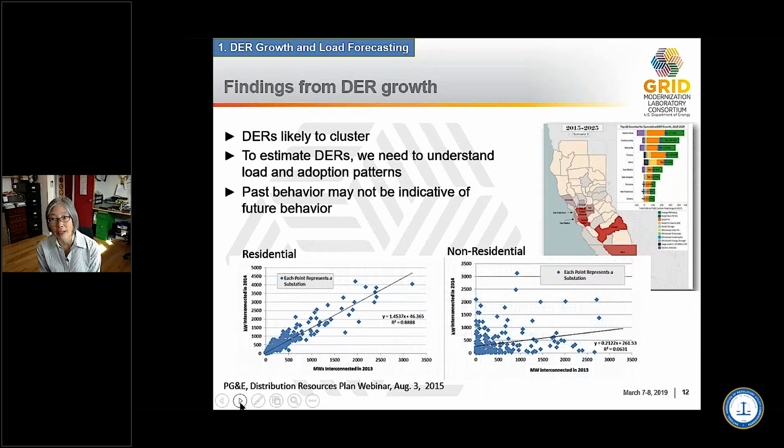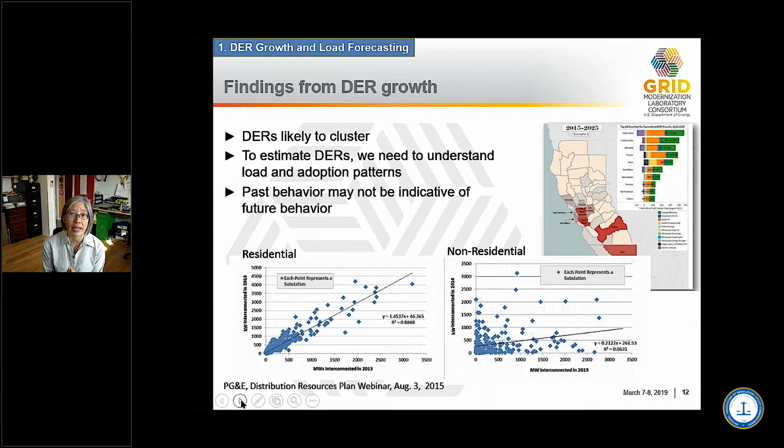The right-hand graphic, though, is for non-residential PV. And what you can see here is that there's not really as much correlation. So past behavior is not indicative of future behavior. So I just thought that was something. There's a lot that goes into these models and analyses, and you've really got to do a lot of disaggregation to understand what's going on.